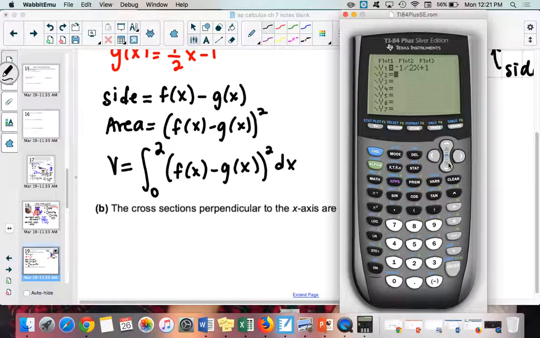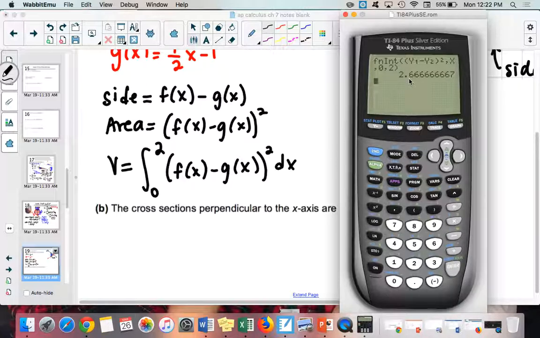And then I'd put in the g of x function for y2, so I'd say, oh, that's going to be 1/2 x minus 1. Because when you go back to your main screen and you do your math 9, what you could do is you could just do y vars function y1 minus vars y vars function y2 squared, and then do your x goes from 0 to 2. Does that make sense? It makes it a lot easier.